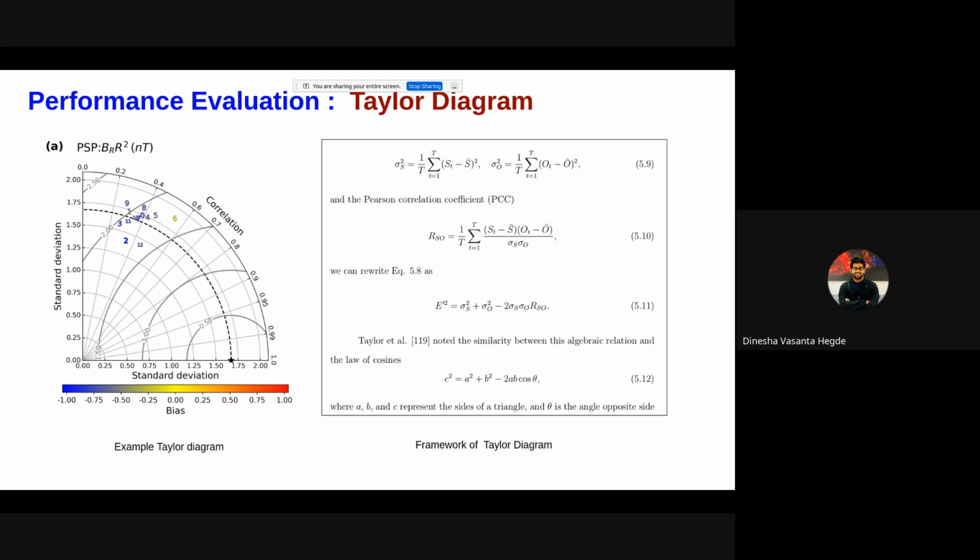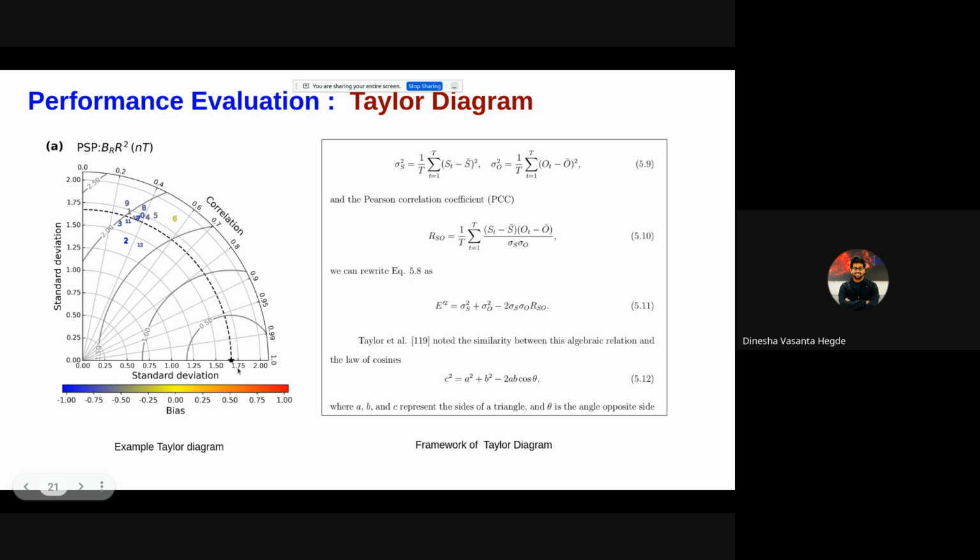the centered pattern RMSE, which is the RMSE after removing the bias, the standard deviation of observed values and standard deviation of simulated values, and the correlation coefficient. One can plot all these four parameters in one diagram, which is basically in the polar coordinate system. On the left side, I'm giving an example of this diagram.